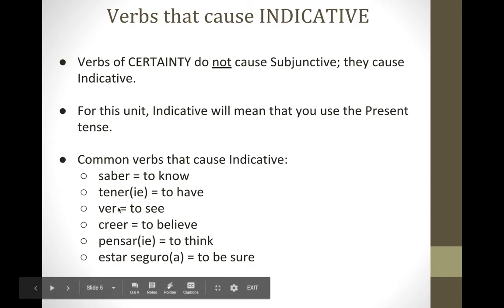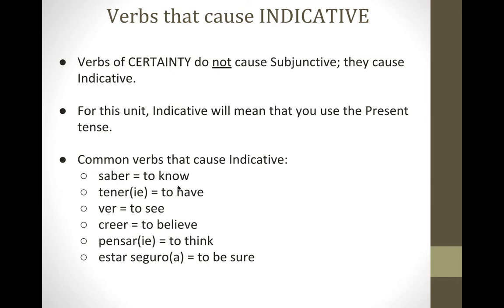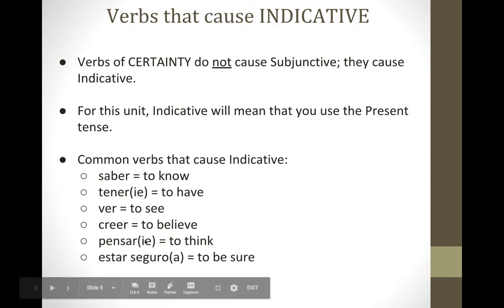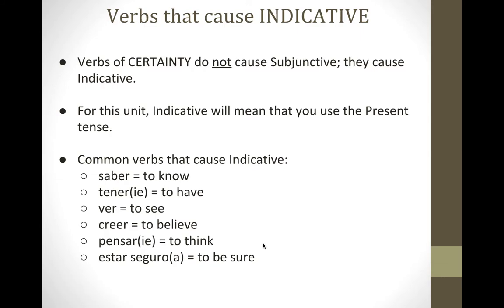Here's some common verbs of certainty. You saw these in the last video. There's no need to write them down unless you would just like to jot them quickly on your note guide. You've got saber, tener, ver, creer, pensar, and estar seguro. All of these verbs imply facts. They imply certainty, observations. So they do not cause subjunctive.